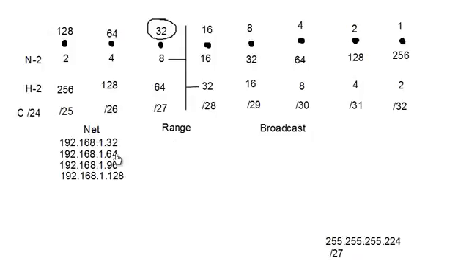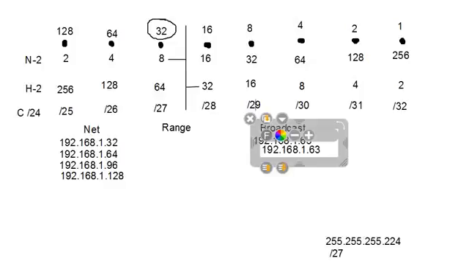And we need to get to the range, but before we get there, the trick is we want to get to the broadcast over here first, at least in this case. So how do we get to the broadcast? How do we know what the broadcast is? Well, it's always going to be one less than the next network. So if this network's 64, the broadcast over here has to be 63.